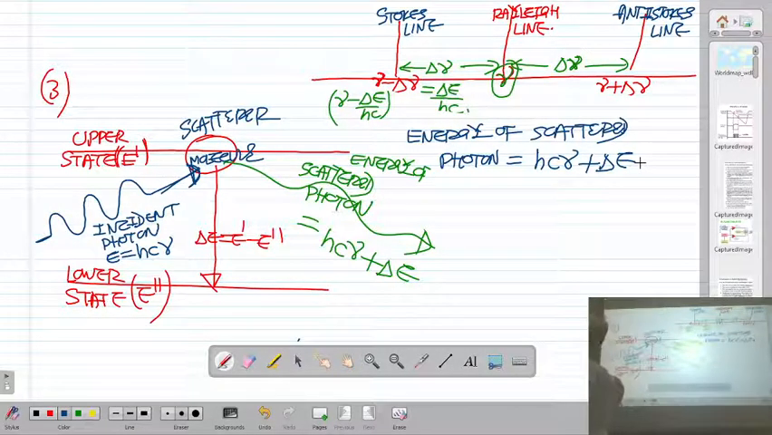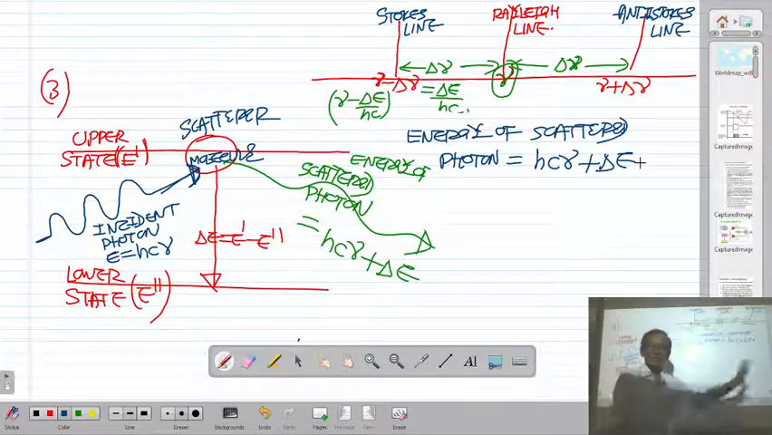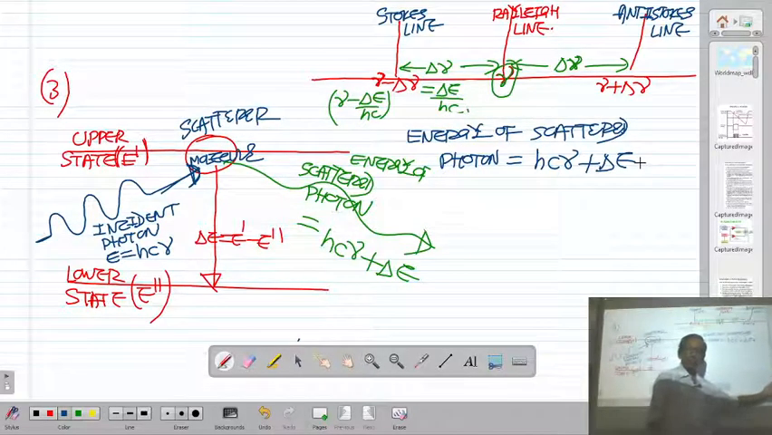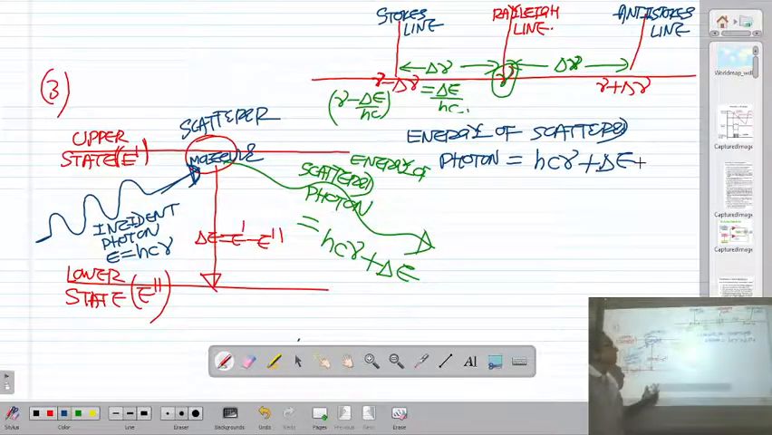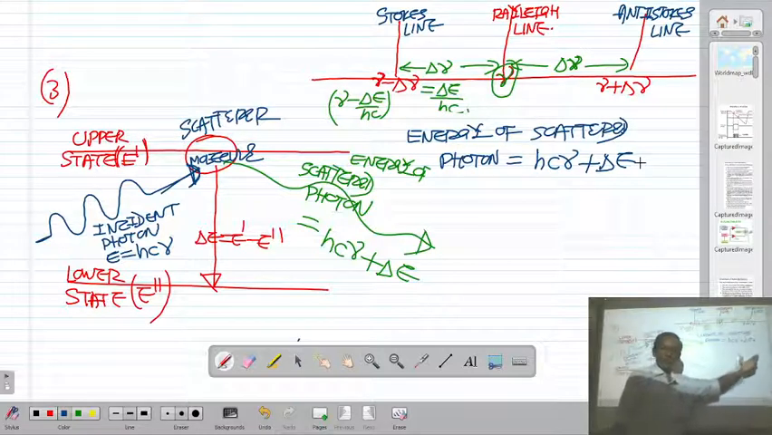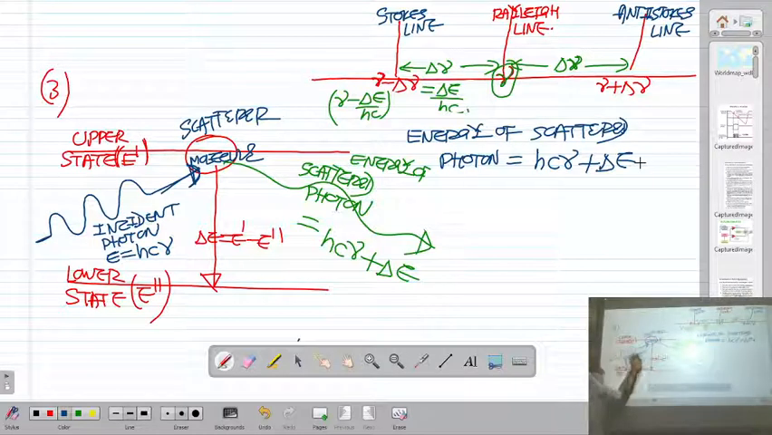So in the previous case of the Stokes-Raman line, the photon was losing the energy delta E, so the photon is scattered with a smaller amount of energy, hν minus delta E. In this case, the photon is gaining delta E energy, so the energy of the scattered photon will be larger, that is hν plus delta E. So when the incident light photon of energy hν collides with the molecule in the upper state E dash, the incident light photon will absorb delta E energy.